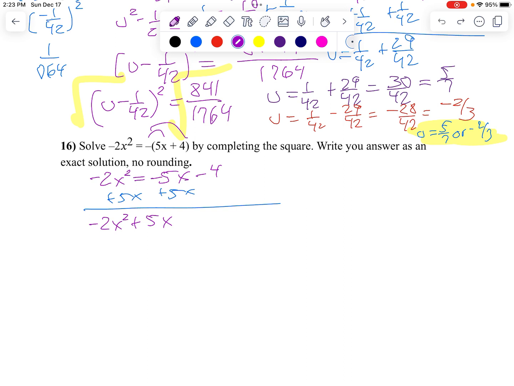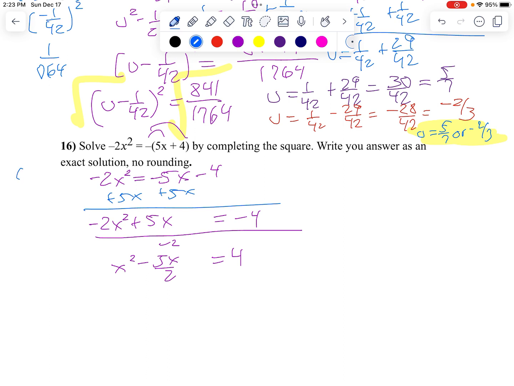Equals, and we'll go negative 4. Guess I didn't need to do that because I have to divide by negative 2. And I've got to get rid of that negative 2 in front of x squared. So we're going to get x squared minus 5 halves x equals positive 4.